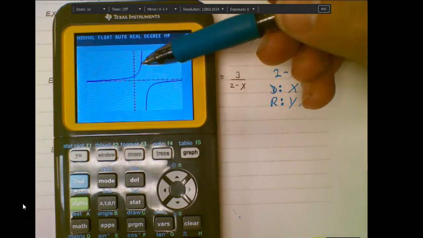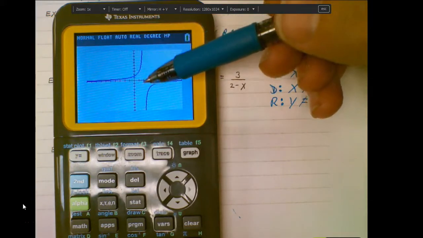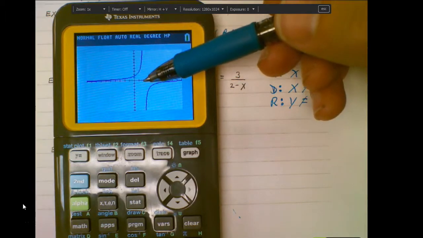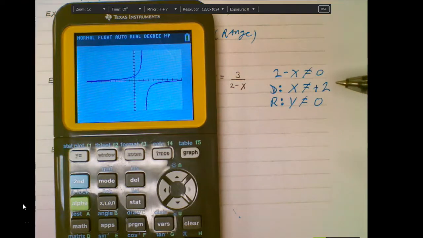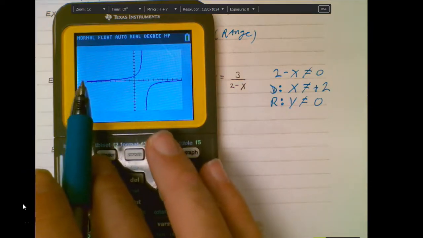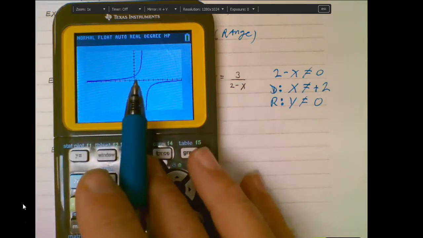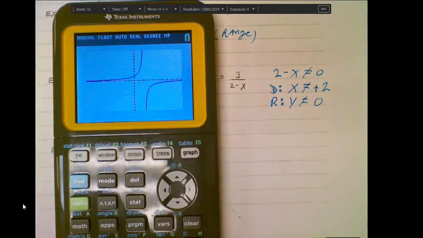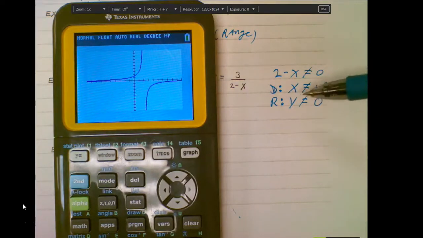And that's simply because x could never be 2. So my graphs come all the way up next to 2, but they don't actually land on 2 because x can't be 2. And so that's one way of identifying the domain. Same thing for the range. As I'm looking this way, you'll notice that my graphs never want to hit where y equals 0. So they come real close to it, but they're not actually going to land on 0. And so that's why we'd say by the graph that y's cannot equal 0.